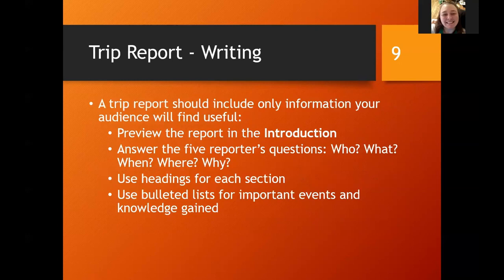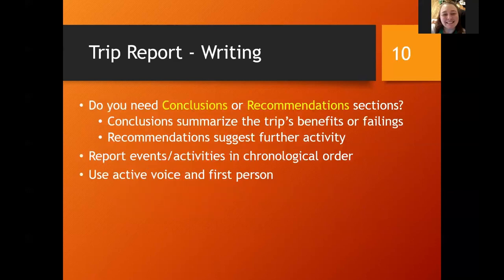You're only going to include information that whoever's reading it will find useful. So do a preview in the introduction, maybe a quick summary. Answer those five questions. Use headings for each section so that your reader can find the section they need very quickly, and use bulleted lists for important events and things that were learned. At the end of your trip report, do you need a conclusion or recommendation? These sections are based on what happened during the actual trip. Conclusions summarize the trip's benefits or its failures, and recommendations suggest further activity.